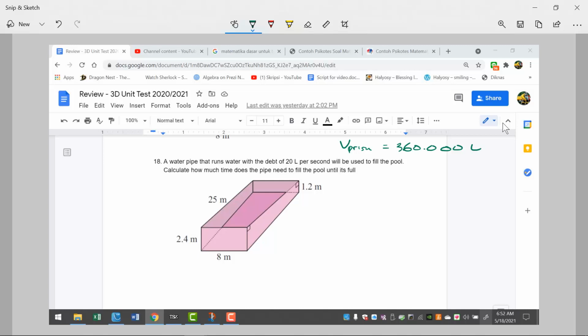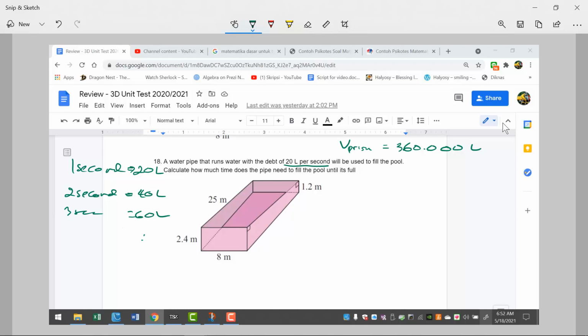And then, let's just read the question first. A water pipe that runs water with the depth of 20 liters per second will be used to fill the pool. So what does this mean? It means that for every second, you will get 20 liters of water. So 1 second is going to fill with 20 liters of water. What if you have 2 seconds? I will get 40 liters. 3 seconds, 60 liters, and so on.